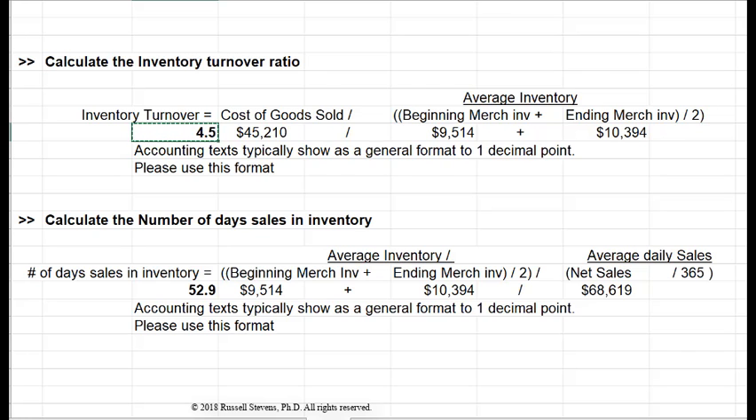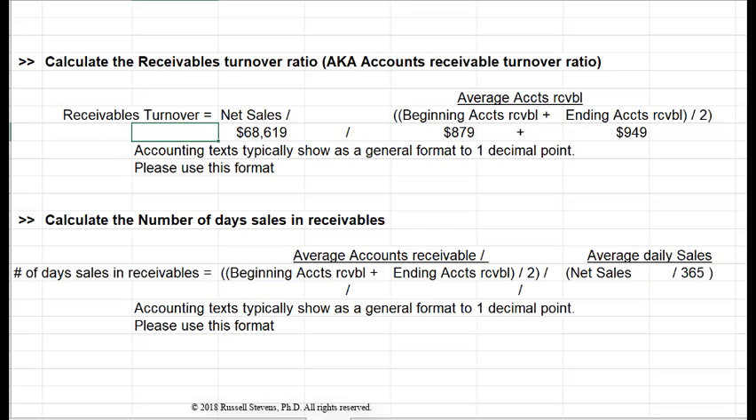Now highlight the cell where the formula for receivables turnover belongs, hold the Control key and click the V key. Your receivables turnover is 75.1 and is shown in a general format to one decimal place.